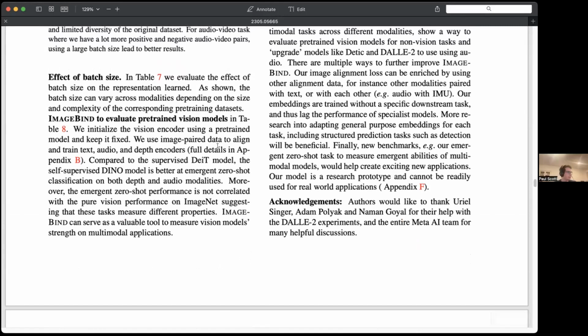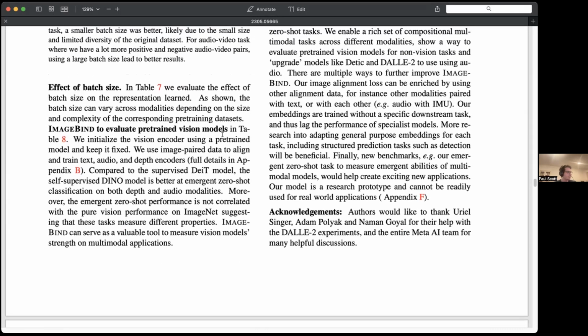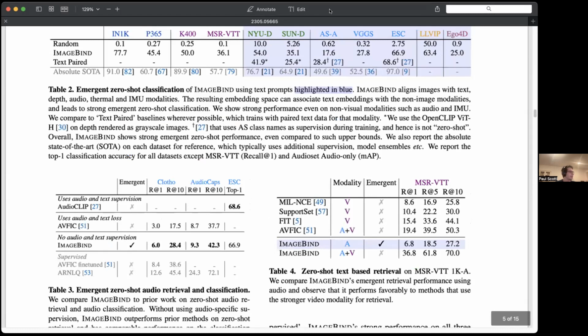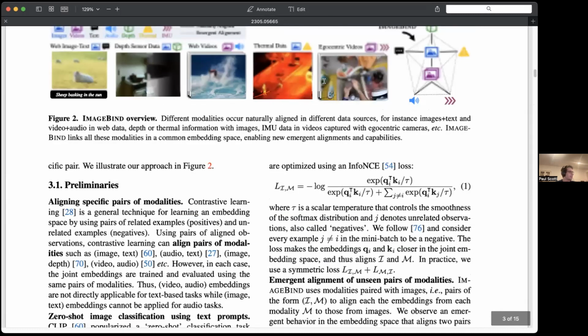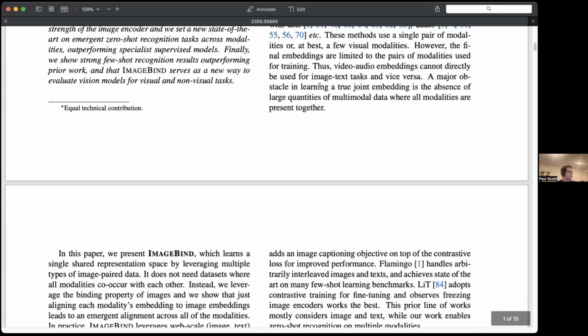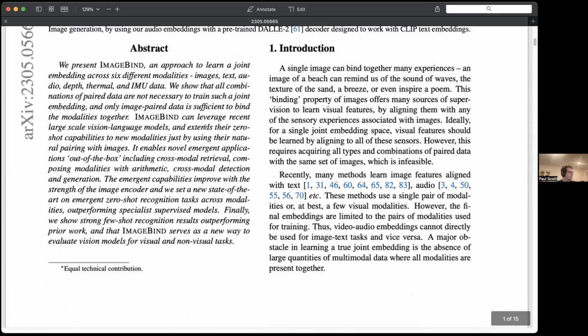So I'm curious about the abstract I'm looking at. It says ImageBind enables novel emergent applications, like you were saying. The emergent capabilities improve with the strength of the image encoder. So what does that mean? It means that it outperforms the base CLIP that it started from? We definitely can't outperform that.